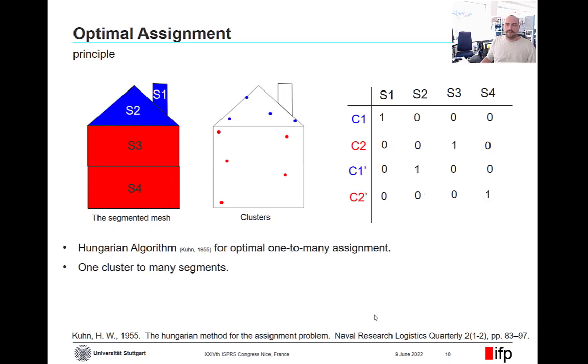And now the Hungarian algorithm gives us the optimal one cluster to many segments assignment. So segment 1 is assigned to the blue cluster, segment 2 is assigned here to the blue cluster as well, segment 3 is assigned to the red cluster, and segment 4 is assigned to the red cluster as well.